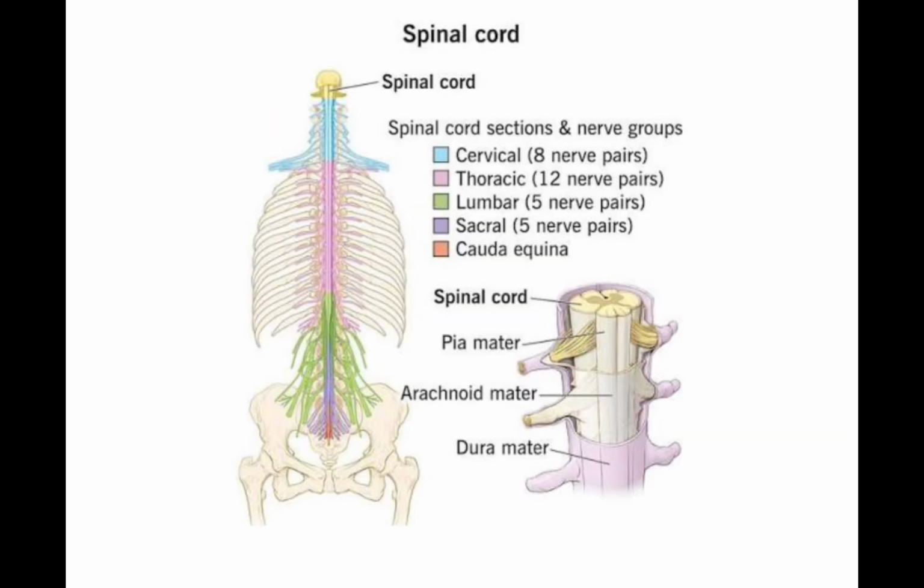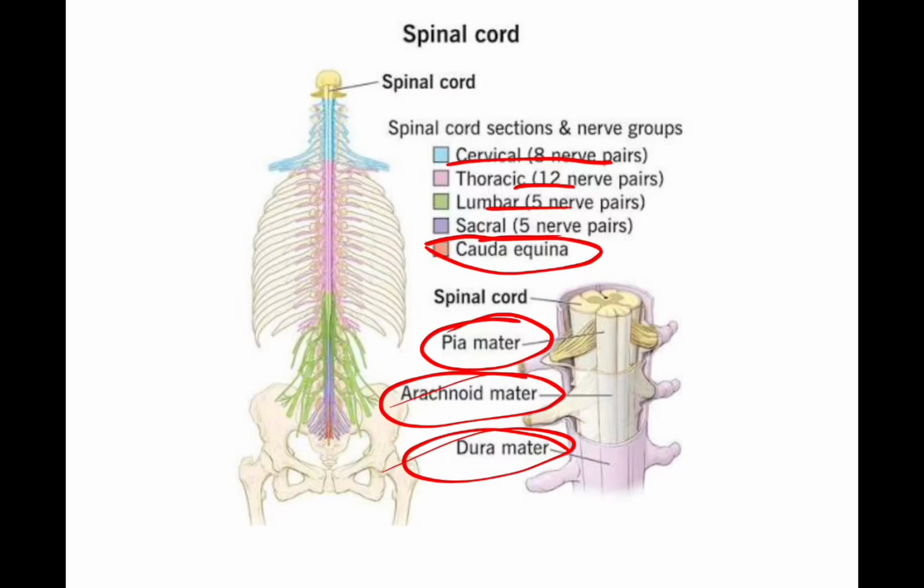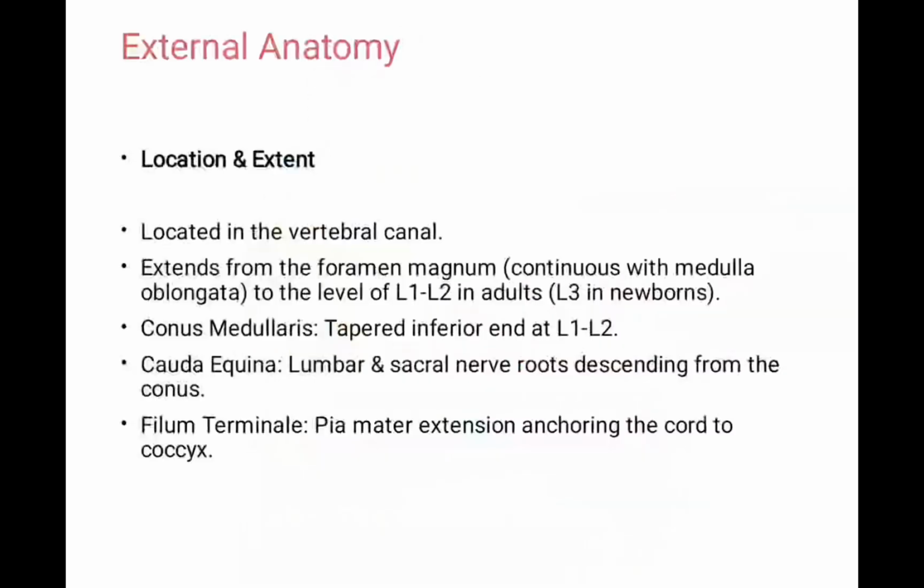So now, the spinal cord, as you can see in this image, has 8 cervical nerve pairs, 12 thoracic nerve pairs, 5 lumbar nerve pairs, 5 caudal nerve pairs. We also have the caudal equina, and the spinal cord is covered by meninges: the dura mater, the arachnoid mater, and the pia mater. From outside to inside, we have the dura mater, the arachnoid mater, and the pia mater. Remember, we said the mnemonic is DAP. We are naming them from outside to inside.